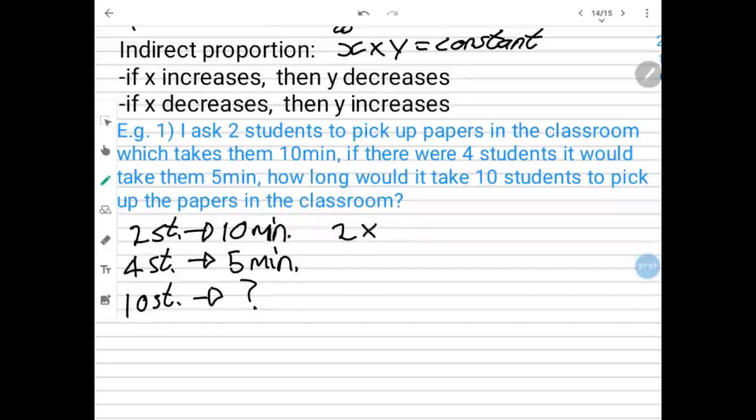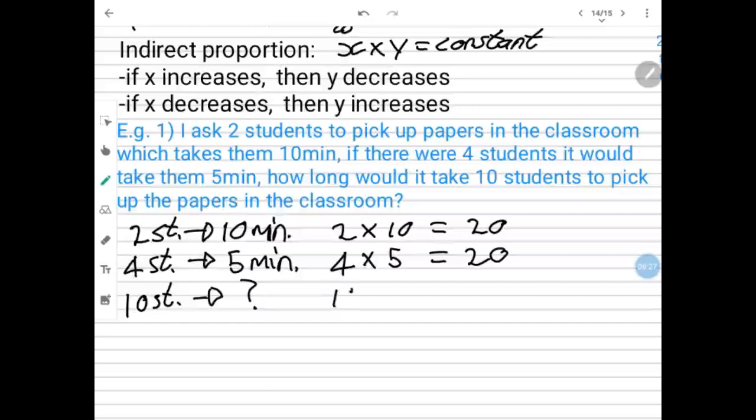2 times 10 is equal to, you don't need a calculator for this, 2 times 10 is 20. This 20 is not any type of unit, it's just a constant number. It's to see that for all of these, when you multiply them, the answer should be the same. Then it's indirectly proportional. So 4 students times 5 minutes gives us, 4 times 5 is 20. Again, we see that it's indirectly proportional.